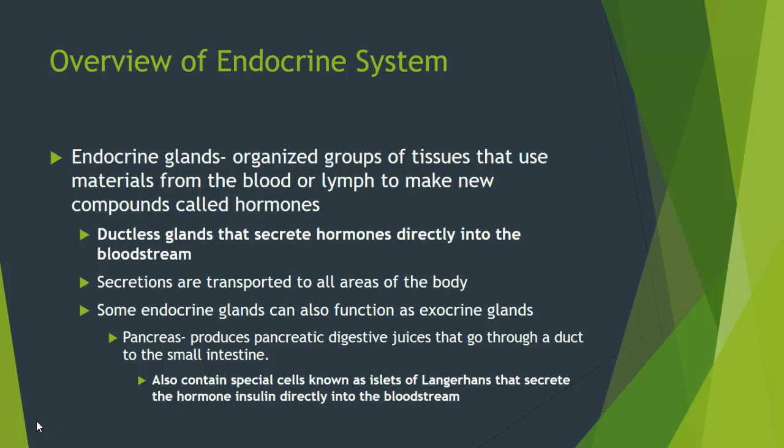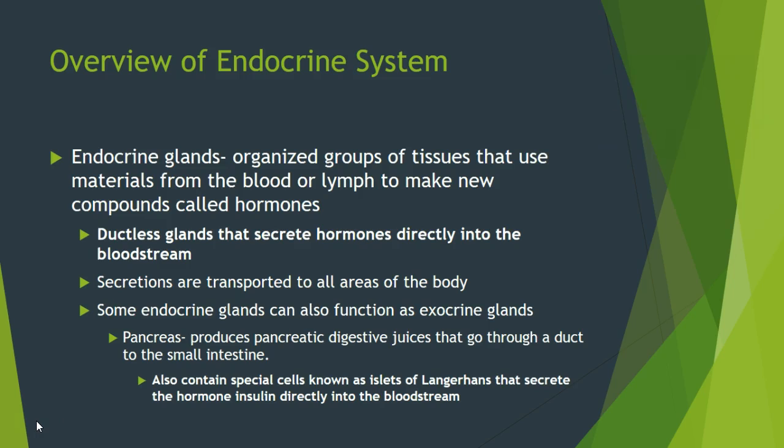Hi guys, we're going to start now with the endocrine system. The organs of the endocrine system are endocrine glands. Gland meaning that it's secreting something. And these secrete hormones into the blood and then by way of the blood go to target organs. These are going to be ductless glands and these hormones are secreted directly into the blood.